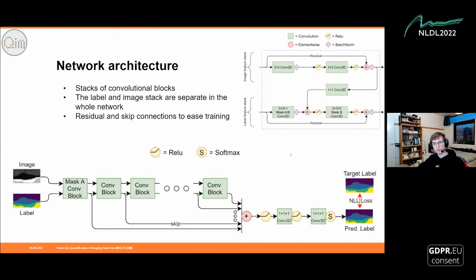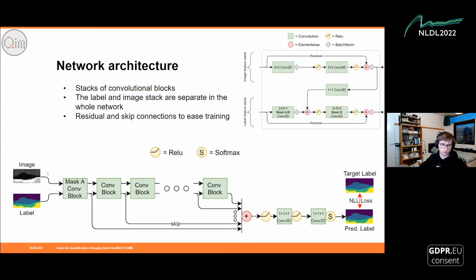Now, this was the abstract sort of view of satisfying the left label dependence. More in practice, our architecture looks like this. We have a convolutional block with convolutions and masked convolutions, and these are separated because we are separating two different feature stacks.